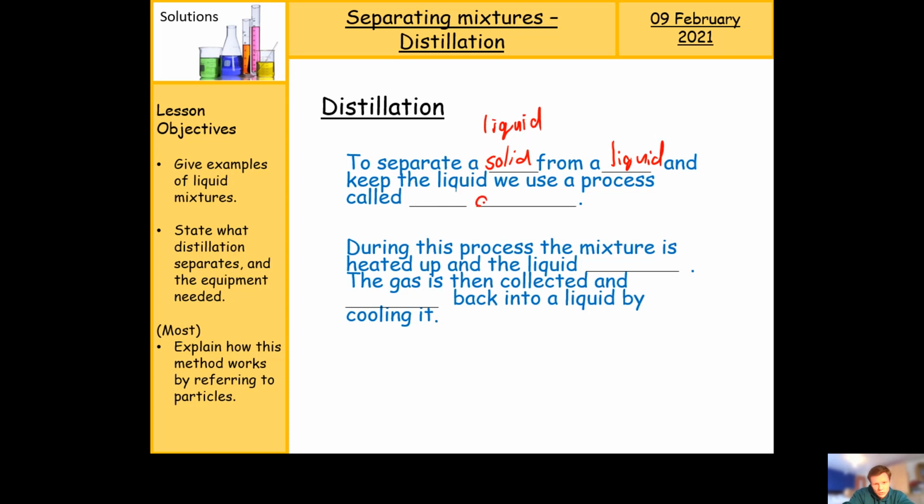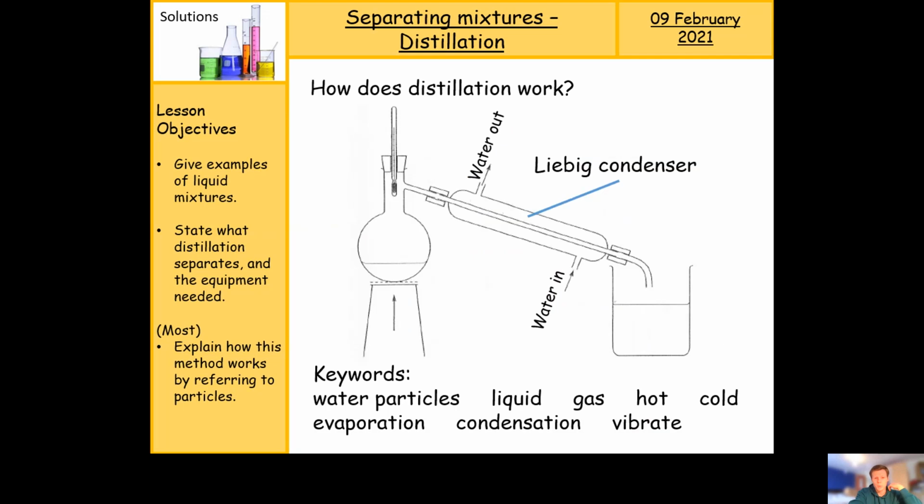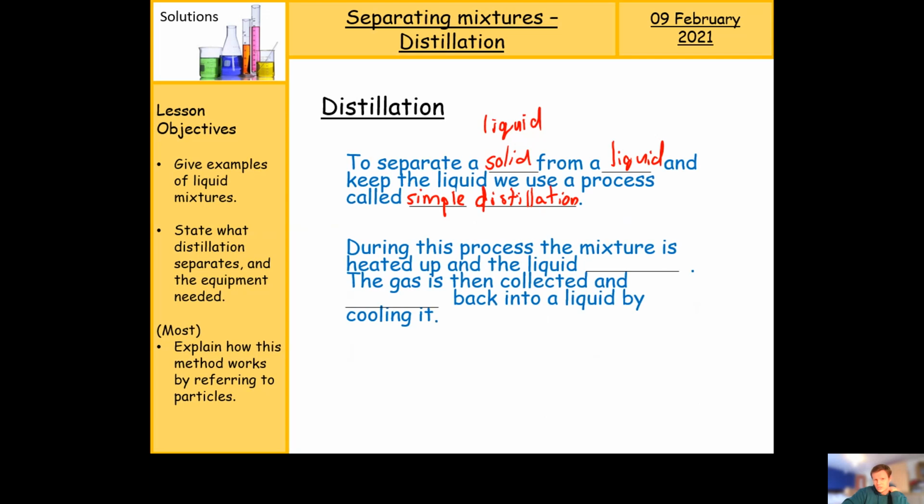The process is called, so yes, we do call it distillation. But if we're being very specific, this type of distillation we've just done is called simple distillation because it's not too complicated. We just have the one thing heating up and then we're just collecting one liquid at the end. Okay, so we call this simple distillation.